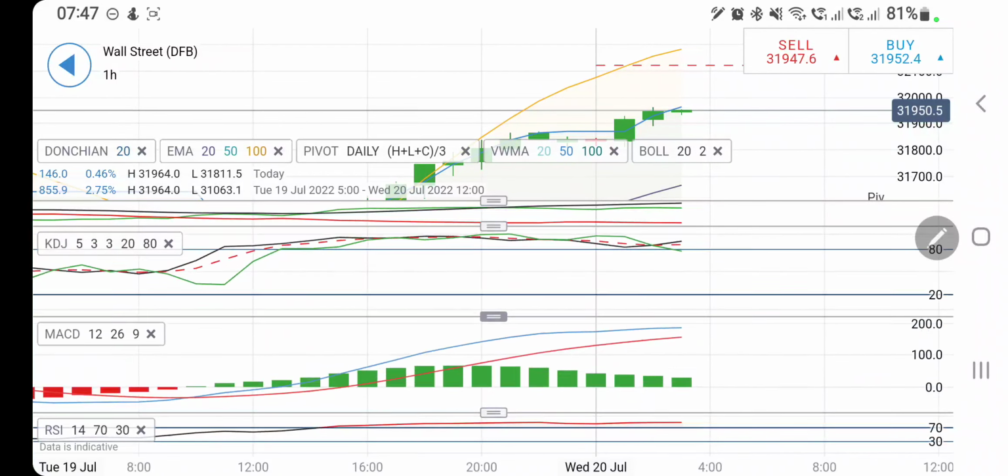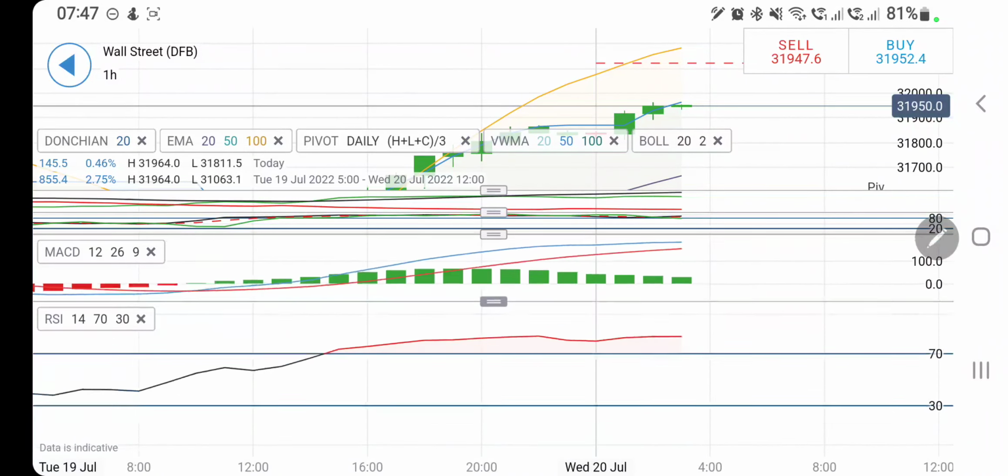Directional movement is strongly bullish. Stochastic is overbought. MACD is in green. RSI is overbought on the hourly chart. Similarly on the 3-hour charts, if you look at them, the support here at 31,800 is definitely there. Look at this.